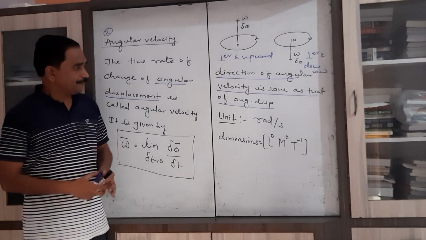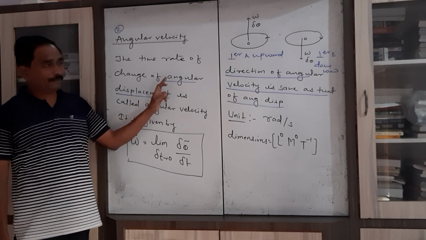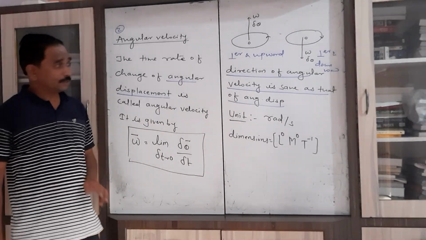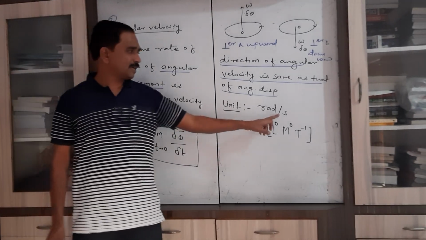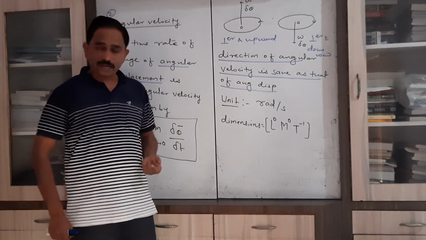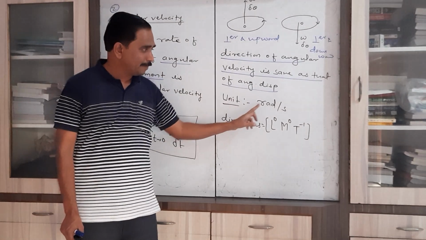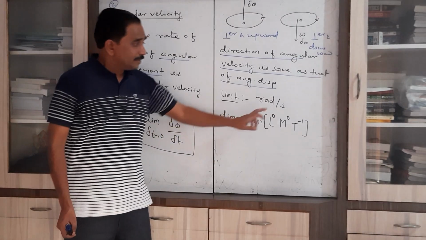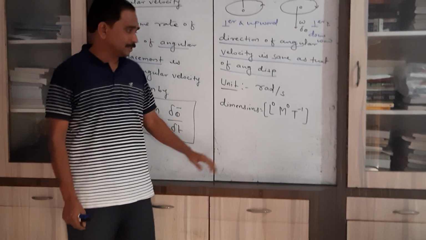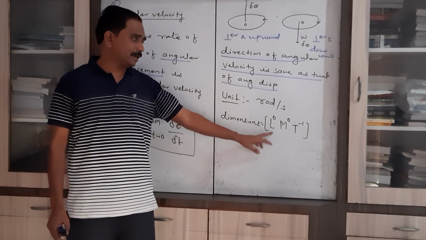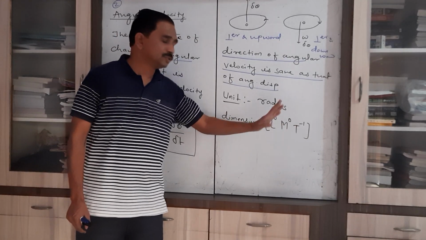Now if we consider the unit of this physical quantity, as it is the ratio of angular displacement and time, angular displacement is measured in radian and time is measured in second. That's why the SI unit for angular velocity is radian per second. Here the second quantity is related to time, that's why the dimensions can be written as 0 in length, 0 in mass and -1 in time.